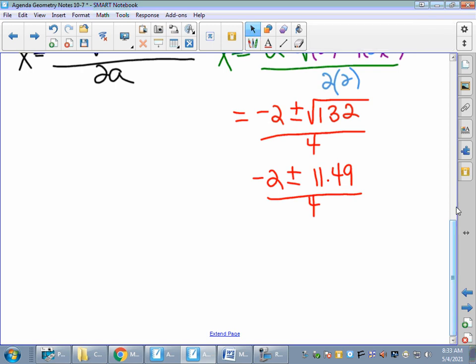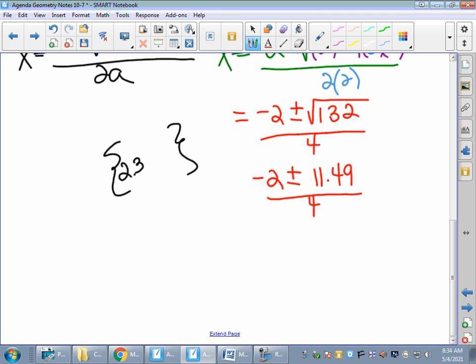We could leave this in exact terms. We do need to take a quick look at those numbers, though. So negative 2 plus 11.49, hit equals, and then divide by 4. Don't forget it's a 4. I got 2 possible answers here. My negative 2 plus gave me 2.37 roughly. Remember, this is rounded because that 11.49 is kind of junk. Negative 2 minus 11.49, hit equals, and then divide by 4. I believe that's a negative 3.37.